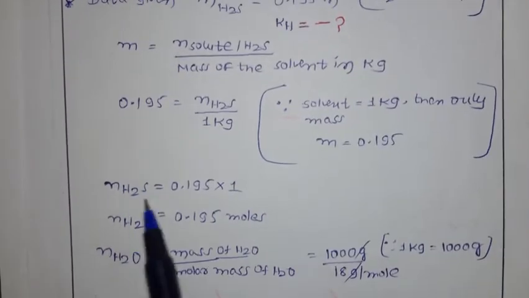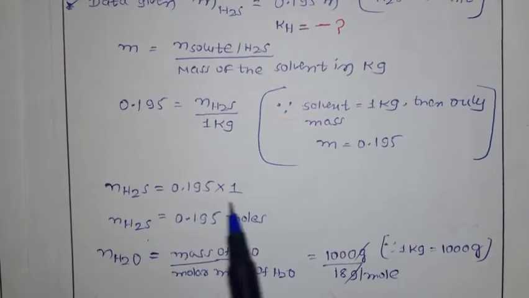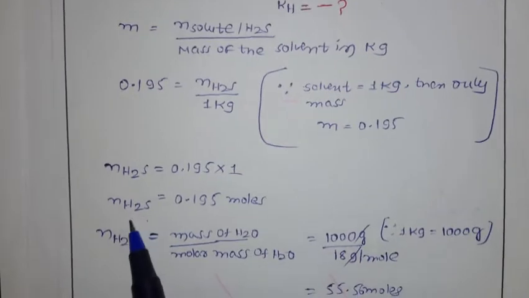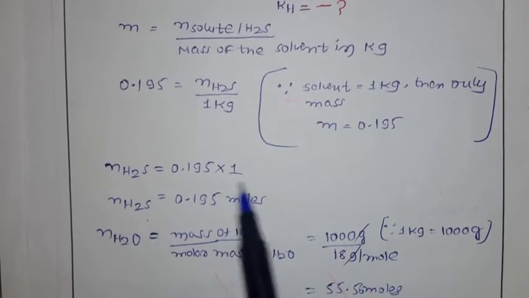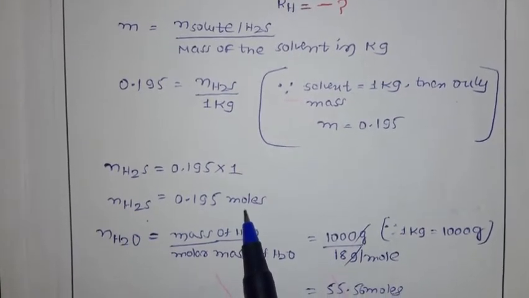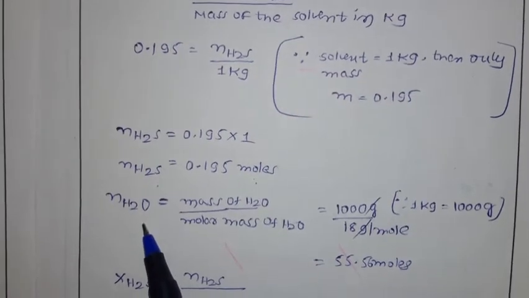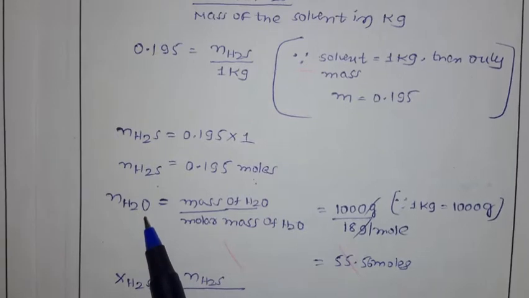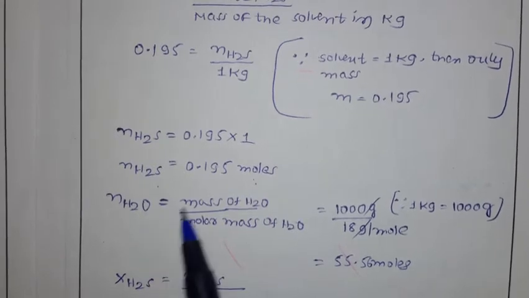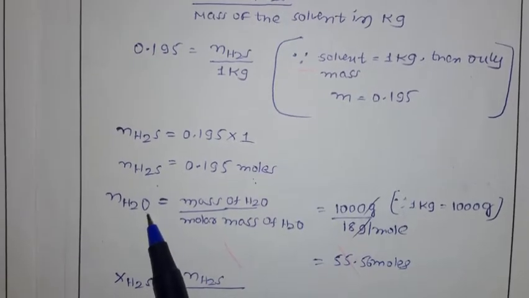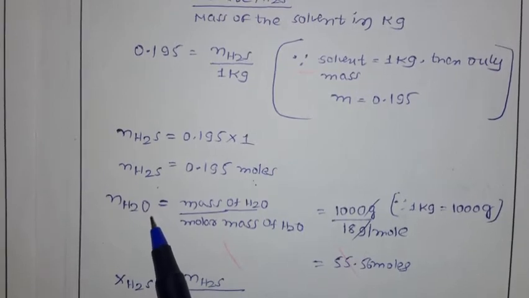So the number of moles of hydrogen sulfide equals 0.95 into 1, which is the number of moles of hydrogen sulfide you got. Okay, fine. Next we have to calculate the mole fraction, which means we need the number of moles of water also now. Why? Because for mole fraction we need the number of moles of solute and the number of moles of solvent.